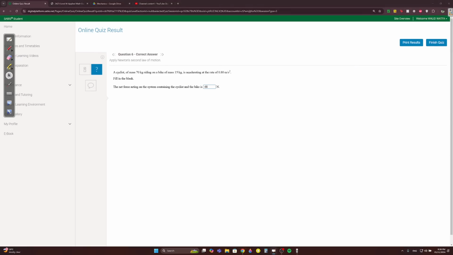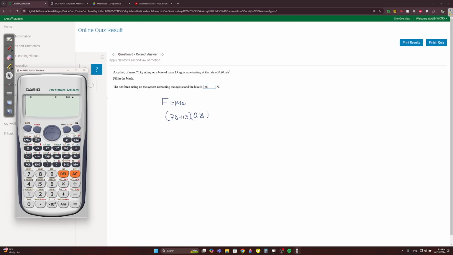Question 6. A cyclist of mass 70 riding on a bike of mass 15 accelerates at 0.8. What's the force? The force is equal to mass times acceleration. So 70 plus 15 times the acceleration. Right? It has to be the system. They ask for the system, so you add both. So 85 times 0.8, and you should get 68.